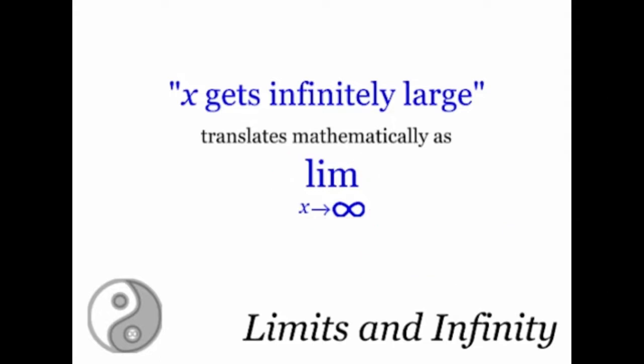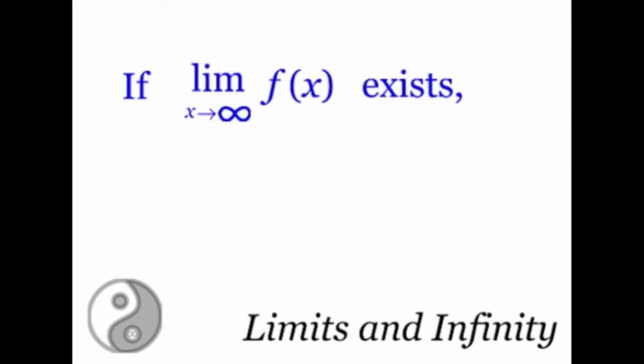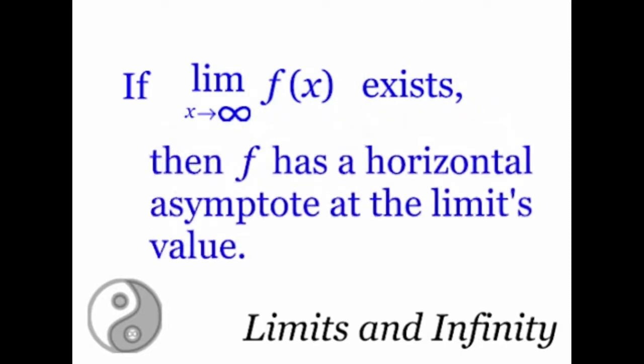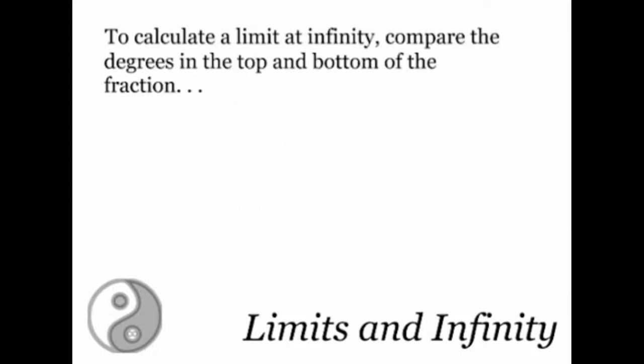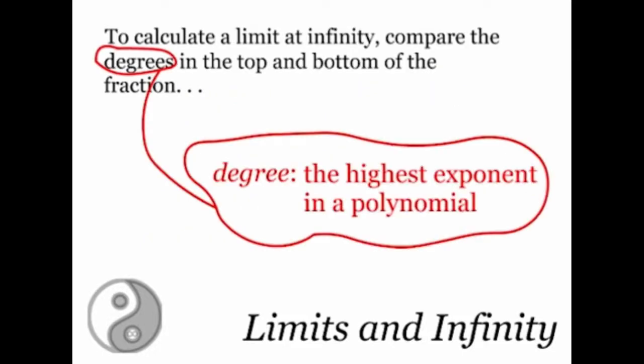If this limit exists for a function, then that function possesses a horizontal asymptote at the height given by the limit. That's a lot of gobbledygook, but it's very simple in practice. Limits at infinity are very easy to calculate. All you have to do is compare the degrees in the numerator and denominator of the given function. By the way, the degree is the highest exponent.